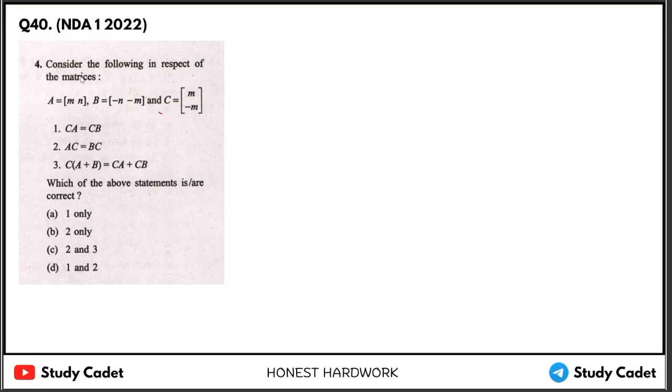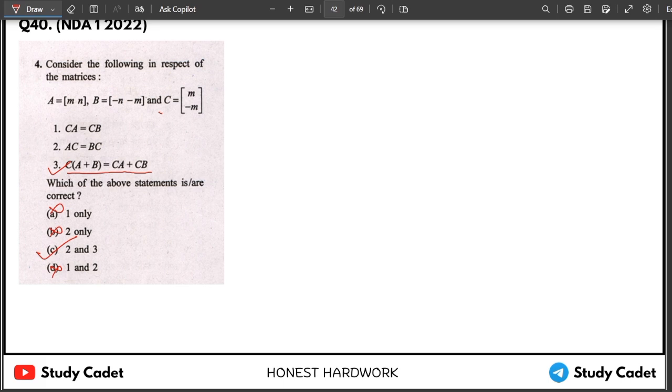Consider the following in respect of the matrices CA, CB. Okay, the third one is correct because this is a property of matrices, right? C(A plus B) equals CA plus CB. Matrix addition is associative. So 3 will be correct. So the answer is 1 only, 2 only, 1 and 2, 2 and 3.